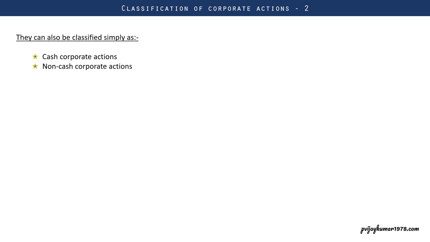Corporate actions can also be classified into cash corporate actions and non-cash corporate actions. Cash corporate actions are those which involve the movement of cash. Non-cash corporate actions do not involve the movement of cash.